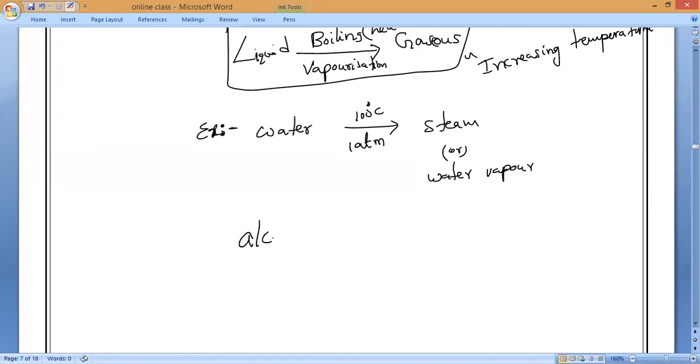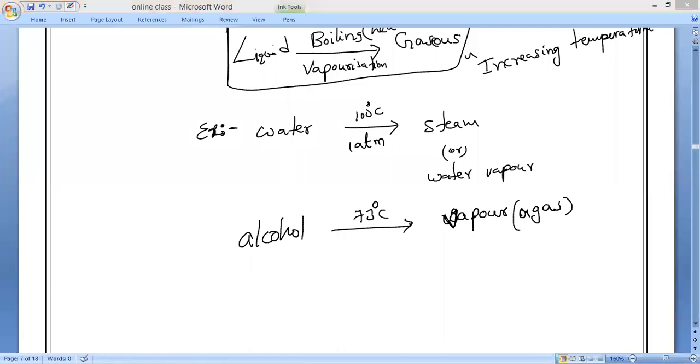In the same way, if you take alcohol, do you know at what temperature alcohol converts into vapor or gas? At 78 degrees Celsius itself, alcohol will convert into which state? Gas.